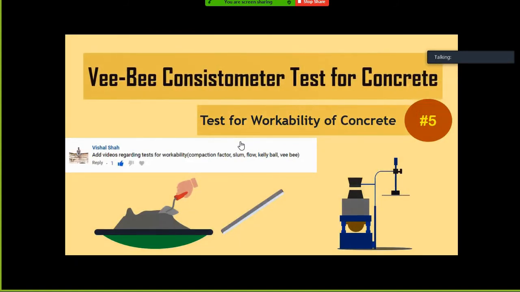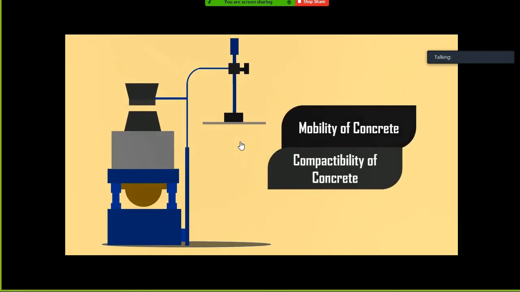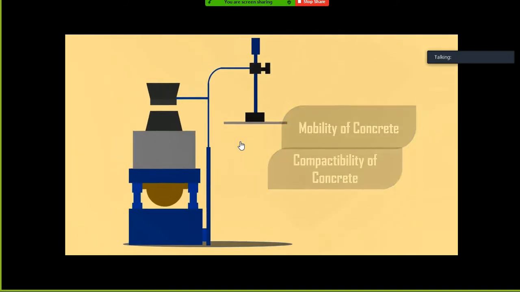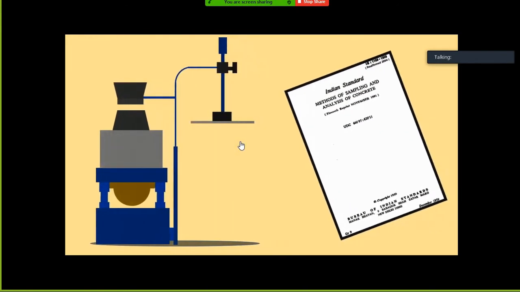VB consistometer test for concrete. VB consistometer test is used to determine the mobility and compactability of concrete. The VB consistometer test consists of a vibrator table resting upon elastic supports, a metal pot, a sheet metal cone open at both ends and a graduated rod connected with glass disc. The entire setup is shown on the screen.